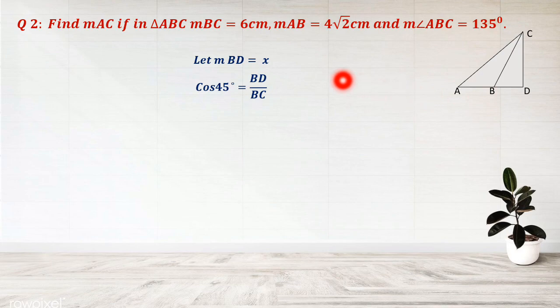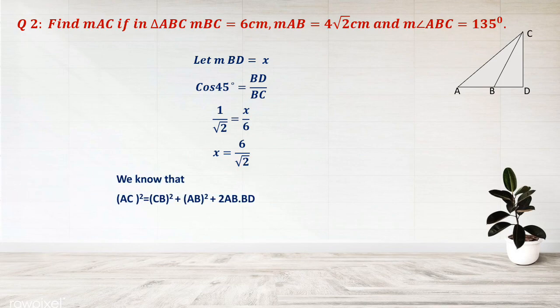Students, as you have used trigonometric ratios in your physics course also, you know that cos theta is equal to base over hypotenuse. So here base is BD and hypotenuse is BC. Okay students, as this angle is 135 degrees, so this angle should be 45 degrees. And cos 45 degrees is always equal to 1 by square root 2. Use a calculator to find the value of cos 45 degrees. BD is replaced with X, BC is replaced with its value of 6 centimeters. Now we are left with X equal to 6 by square root 2.